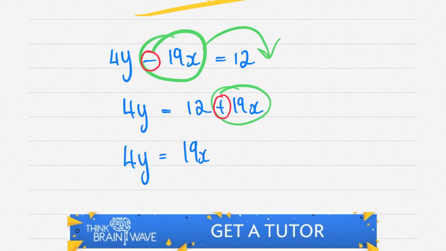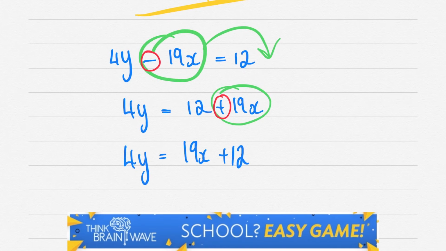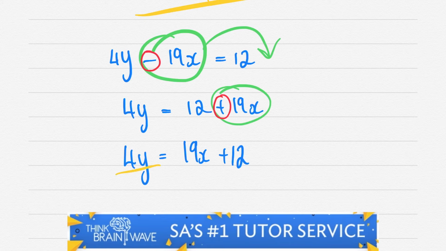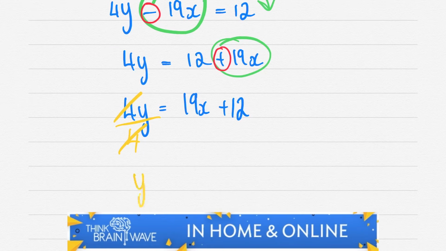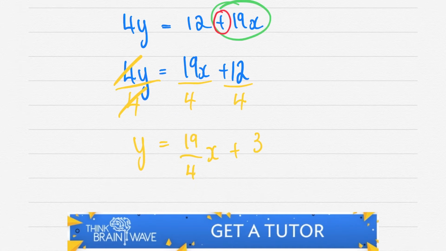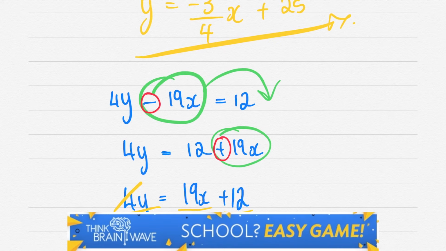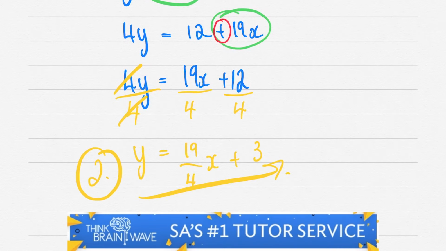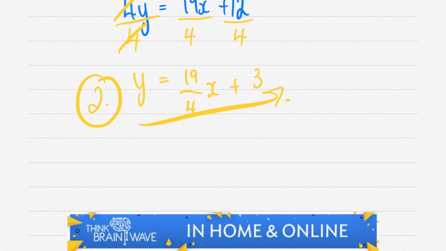What we do now is we try and isolate everything. We also write it out nice and neatly. We write it in the form of y is equal to mx plus c. As you can see, 19 would be your gradient. Divide everything by 4, you get 19 over 4x plus 3. So your intercept there would be 3. Your other intercept above would be the c value.